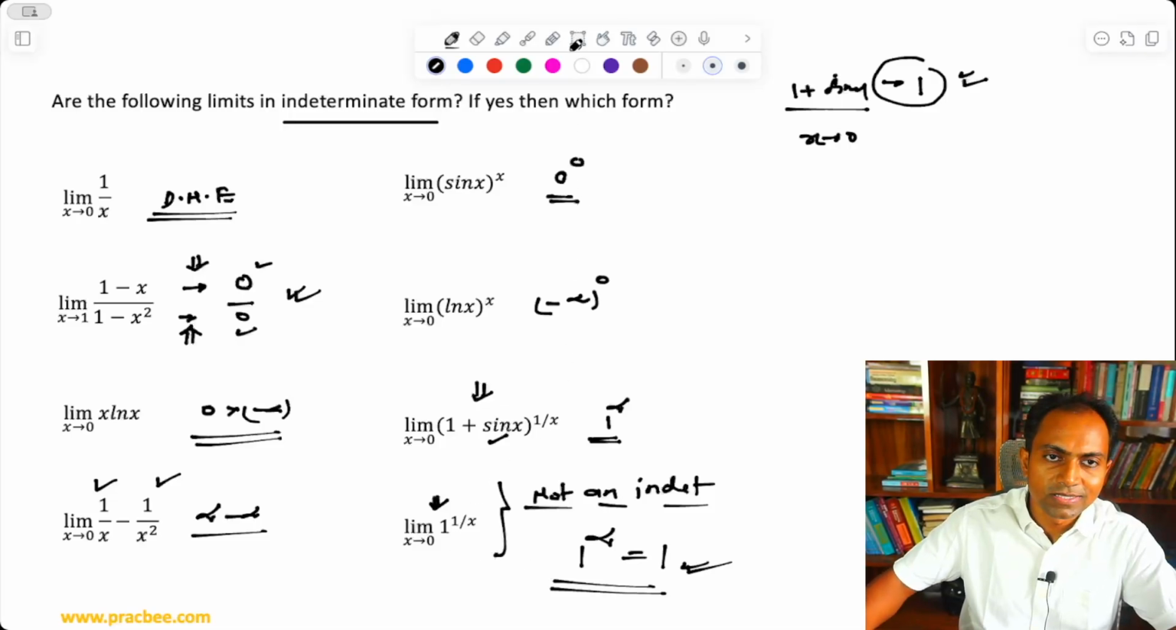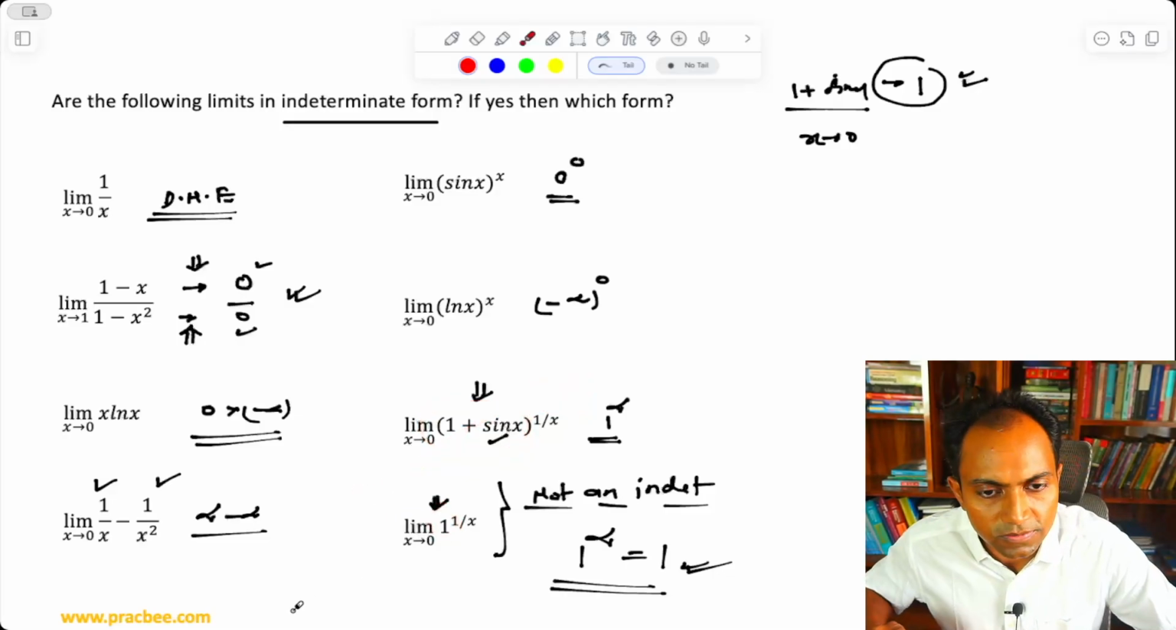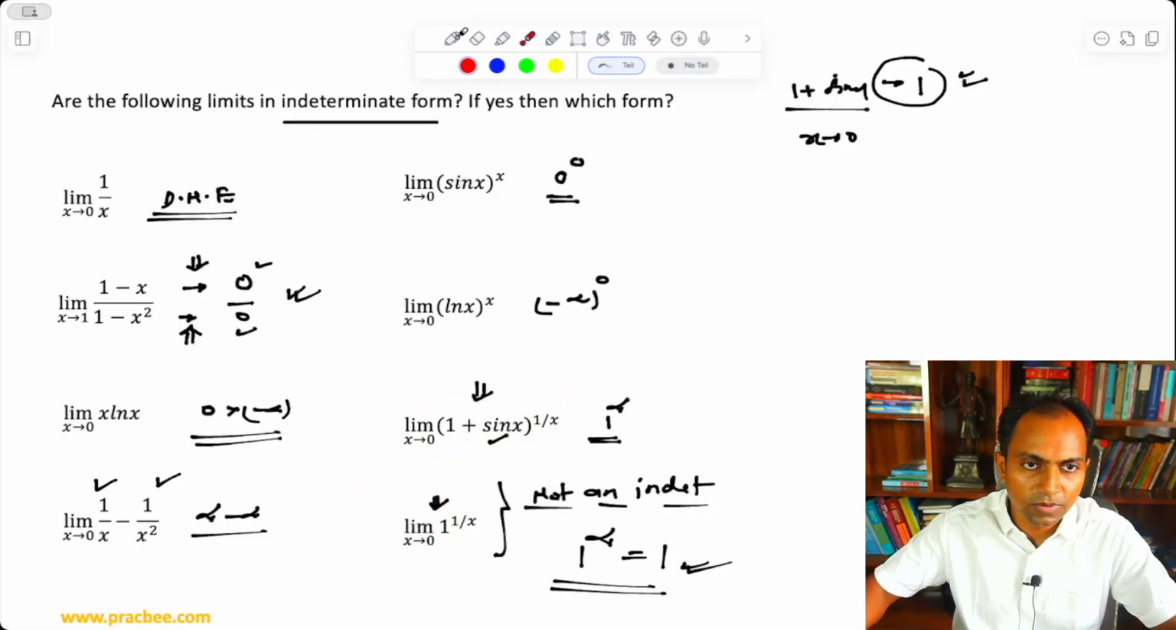What is the difference? The difference is the base. If you look into this base, it is tending towards 1, whereas in this case, the base is exactly equal to 1. This is the difference. Okay, so this is not an indeterminate form. This becomes a determinate form.